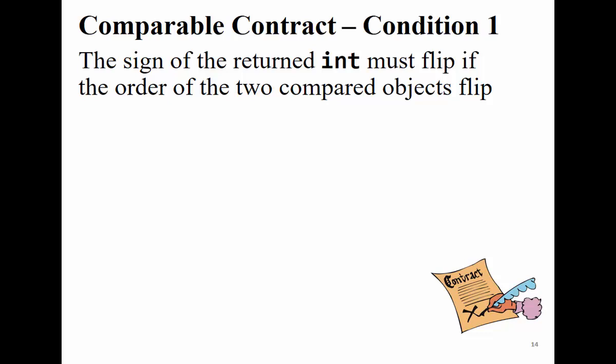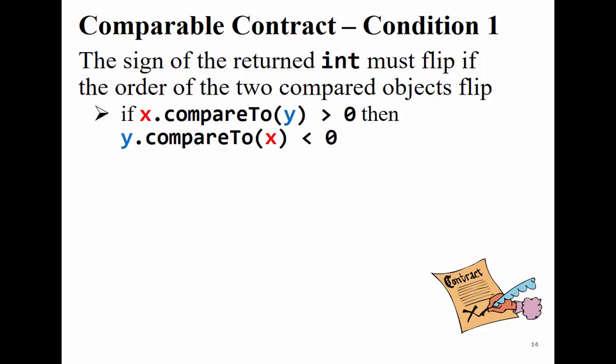As we saw last time, there is a contract for equals and a contract for compareTo, and whenever we decide to implement compareTo, we have to follow this contract to make sure that our implementation is complete and consistent. So if you are comparing X with Y, and X.compareTo(Y) gives you a positive value, if you swap them, Y.compareTo(X) should give you a negative value. Do you agree with that?